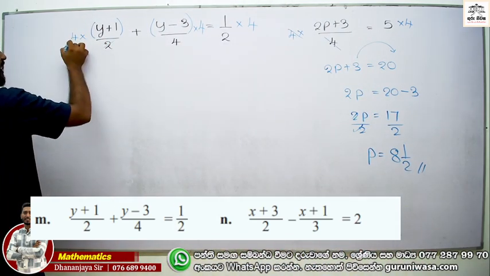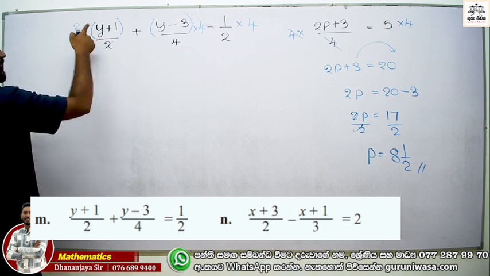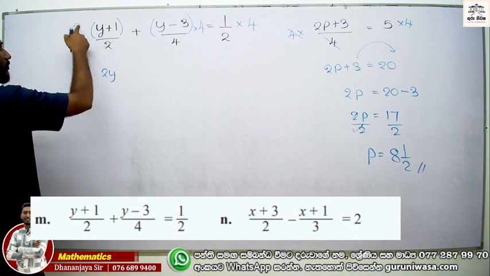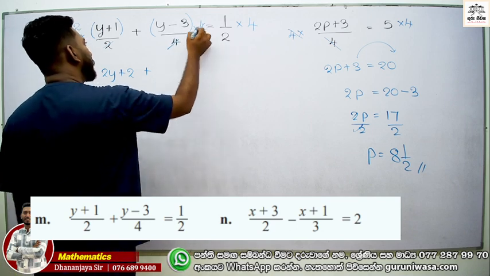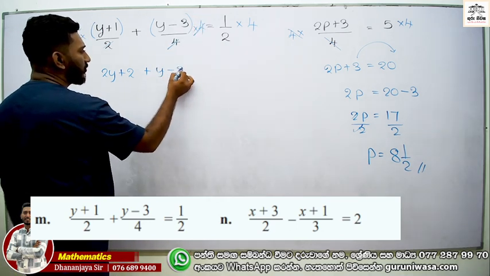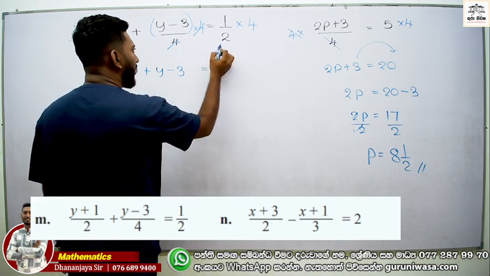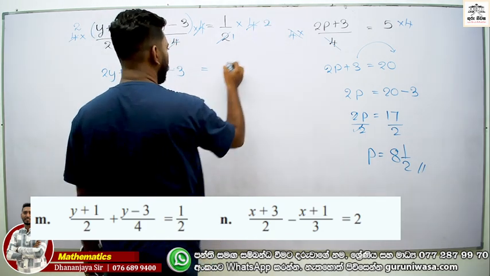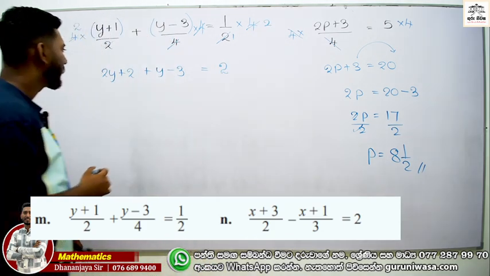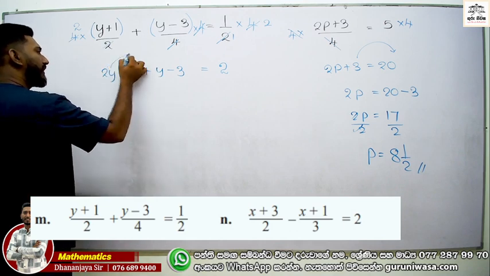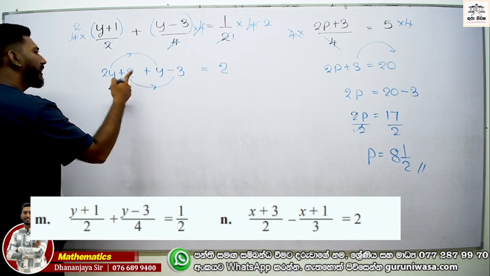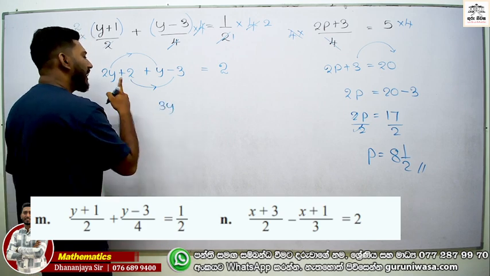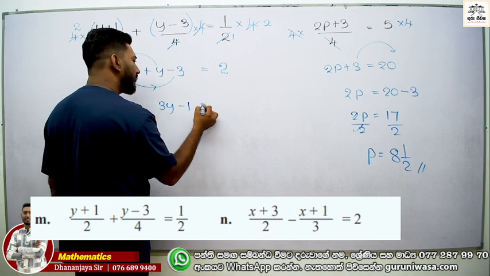2 times 1 and 2 times 2. Then 2 times y plus 1 you can write as 2y, 2 times plus 1 plus 2. Plus 4 and 4 are eliminated. There's only 1, therefore this one should be y minus 3. And 2 times 1 and 2 times 2, you can write as 2. 2y plus y, we can simplify these. 2y plus y becomes 3y. And plus 2 minus 3 is minus 1 equals 2.